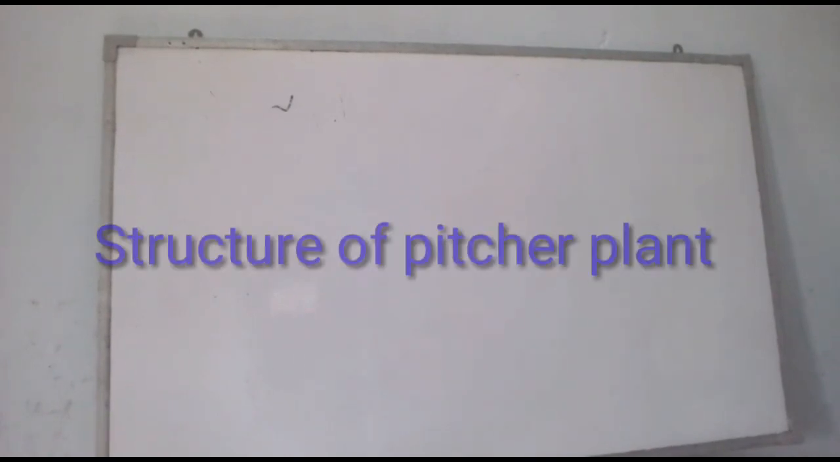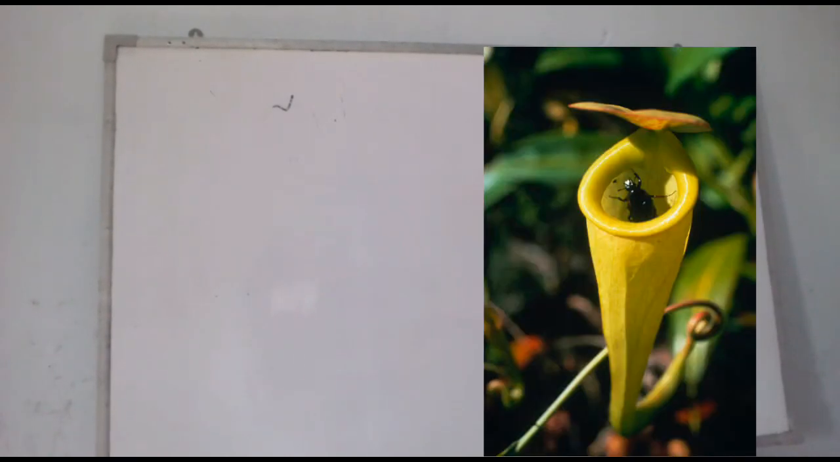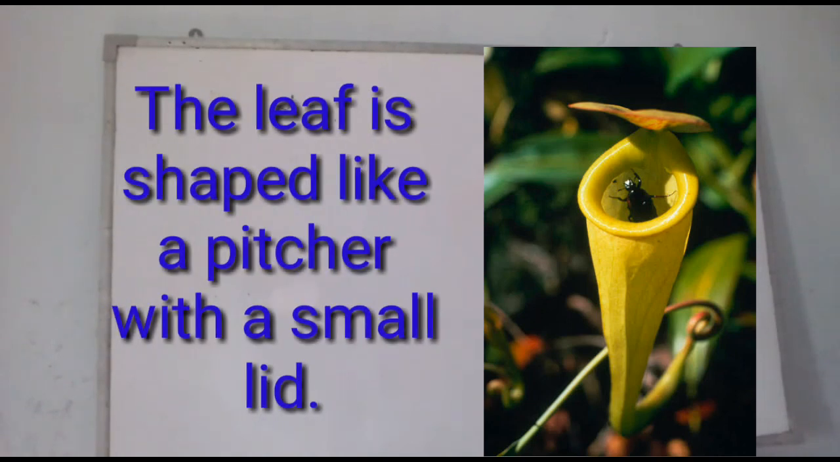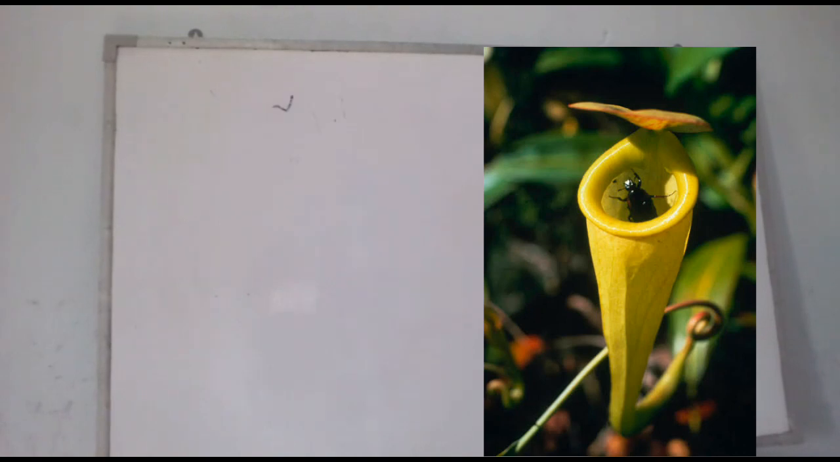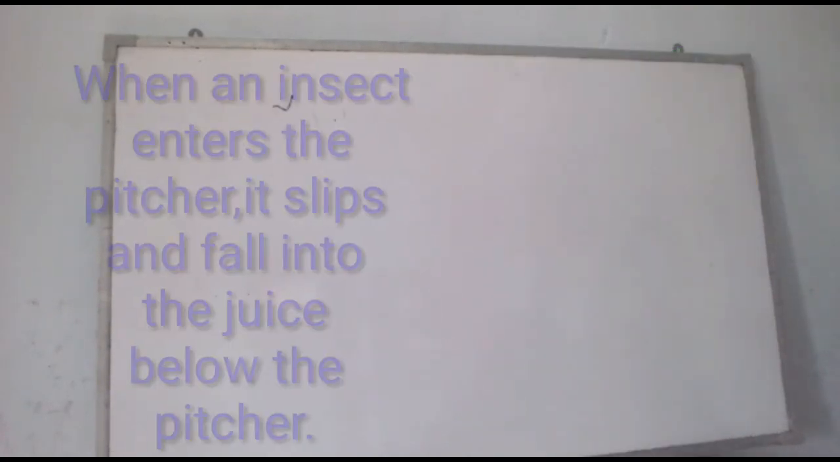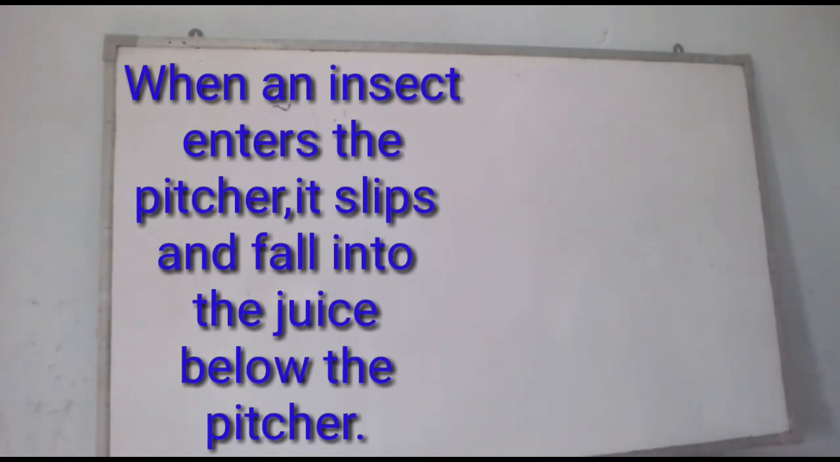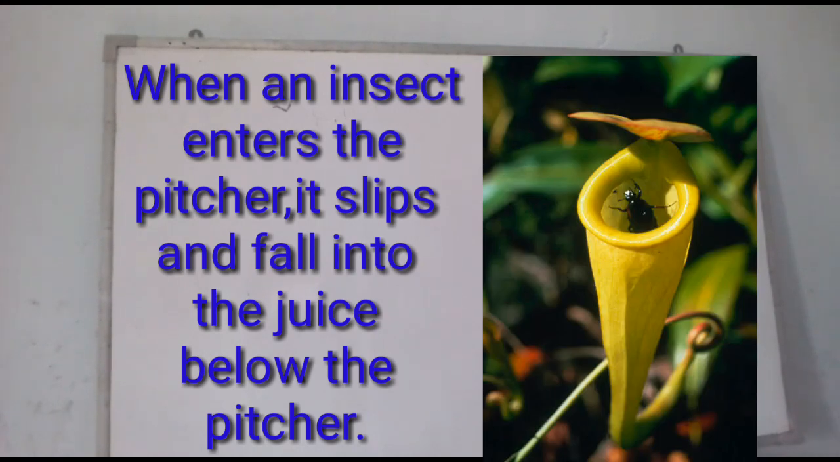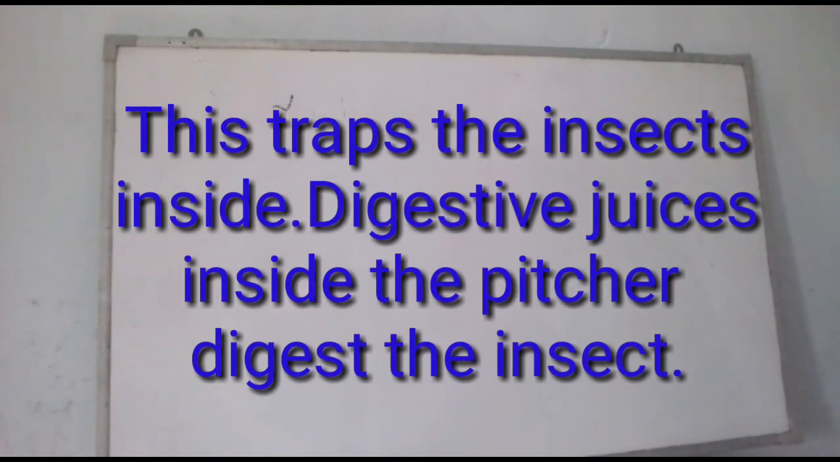Now let's see the structure of the pitcher plant. The leaf of the pitcher plant has the shape of a pitcher with a small lid. The pitcher has a bright color to attract insects. When an insect gets attracted to the color, it enters the pitcher, slips and falls into the juice below the pitcher. This traps the insect inside. Digestive juices inside the pitcher digest the insect.